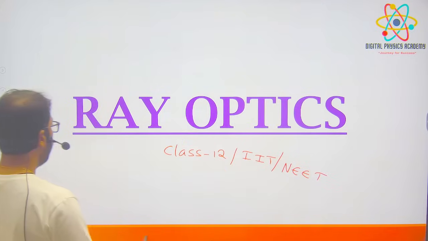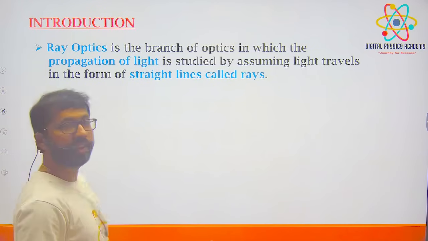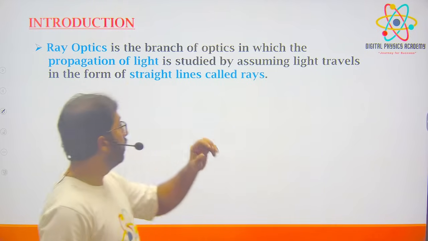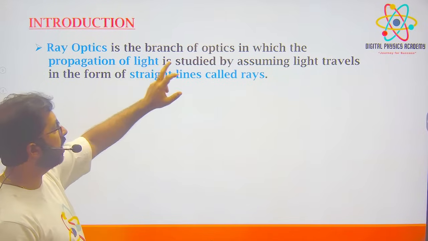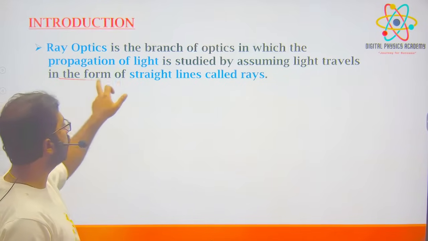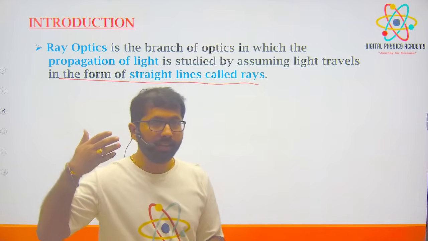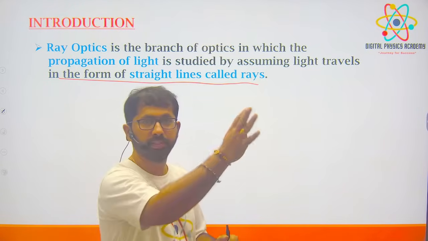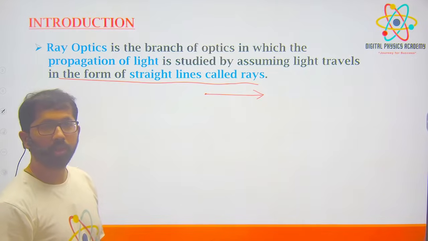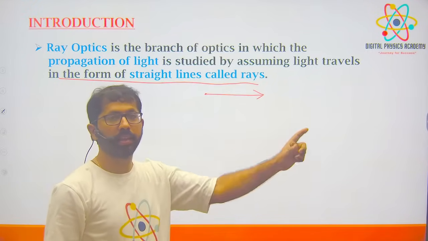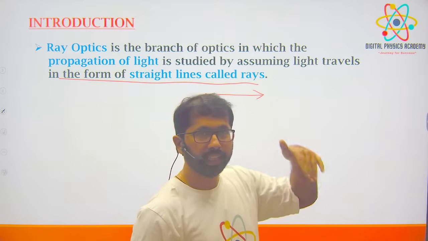Okay. Chalo. So we'll talk about ray optics. What is ray optics? Ray optics is the branch of optics in which the propagation of light is studied by assuming light travels in the form of straight lines called rays. In ray optics, we are assuming the light travels in a straight line path like a ray. Ray, you know, right? In mathematics. So we always assume the light travels in a straight path like a ray. And the next chapter will be wave optics, where we assume the light is a wave.